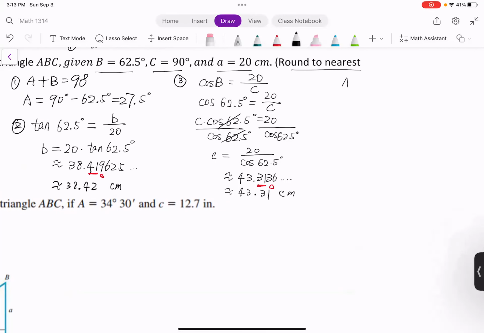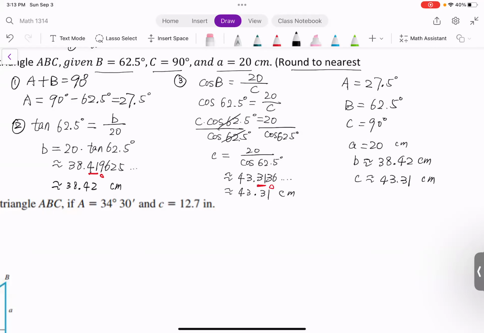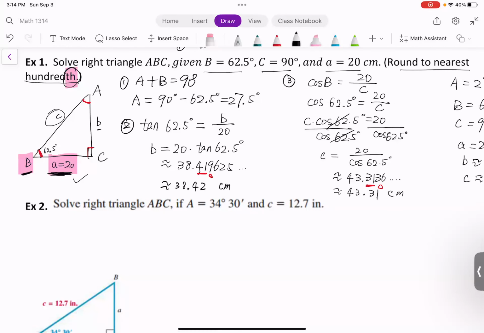You say my angle A equals 27.5 degrees. And my B is given, you can list it here too, 62.5 degrees. Angle C is 90 degrees. A is 20 centimeters and B is about 38.42 centimeters, and the C is about 43.31 centimeters. All right, do you know why I didn't use the Pythagorean theorem to solve for the C?